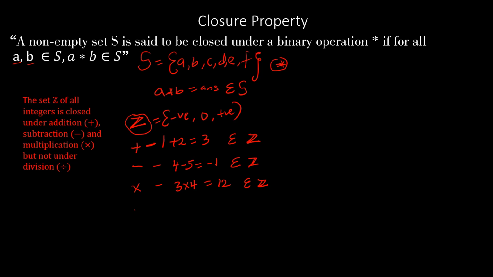Now looking at division, if you take any two elements of Z, here I'm going to take 4 divided by 2. Here we have 2, which is also an element of Z. But what if we take 2 divided by 4? We have 0.5, which is not an element of Z. So since we have an exception, we say the set Z is not closed under operation division.